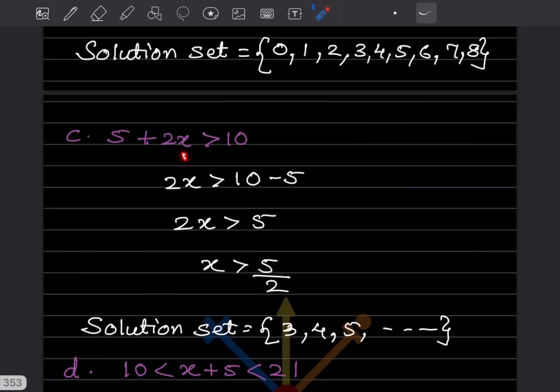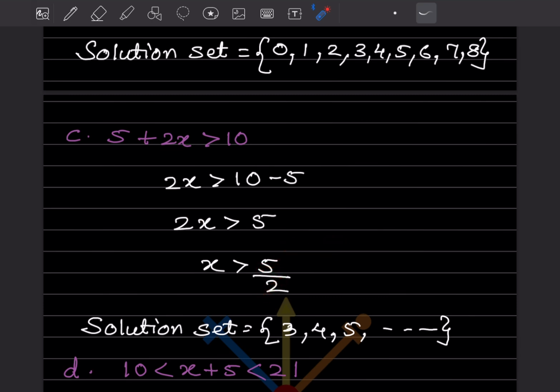Now here 2x will be as it is, this will be as it is. This is already on the right hand side, this will go to the other side, that will be minus 5. So same, that will be 5. So we want the value of x. So x will be 5 divided by 2. So now 5 divided by 2 means it will be 2.5.